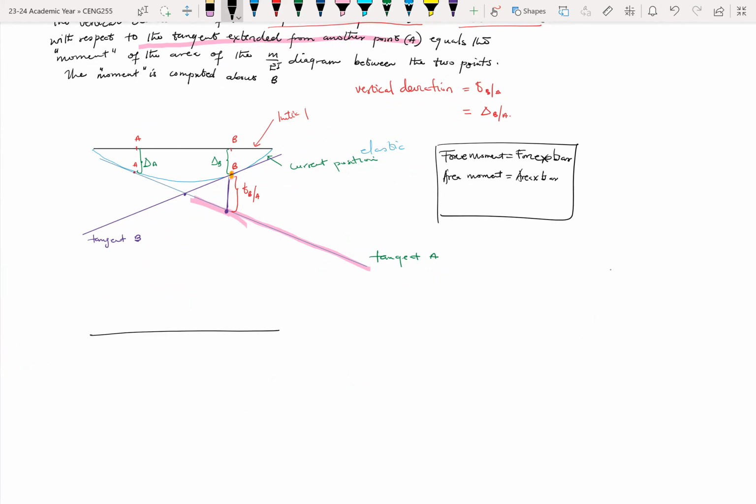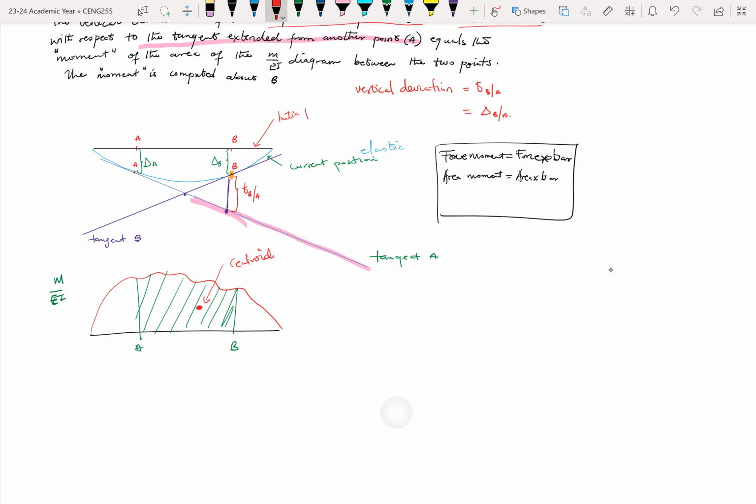So what it means is, if I draw my bending moment diagram, so let's say I have the arbitrary shape. So I draw my bending moment diagram. So this is a moment between A and B. So this is your bending moment. So let's say the M over EI diagram between A and B. Now let's assume that this point here is the centroid, right? Or the center. So this is the centroid of this shape.